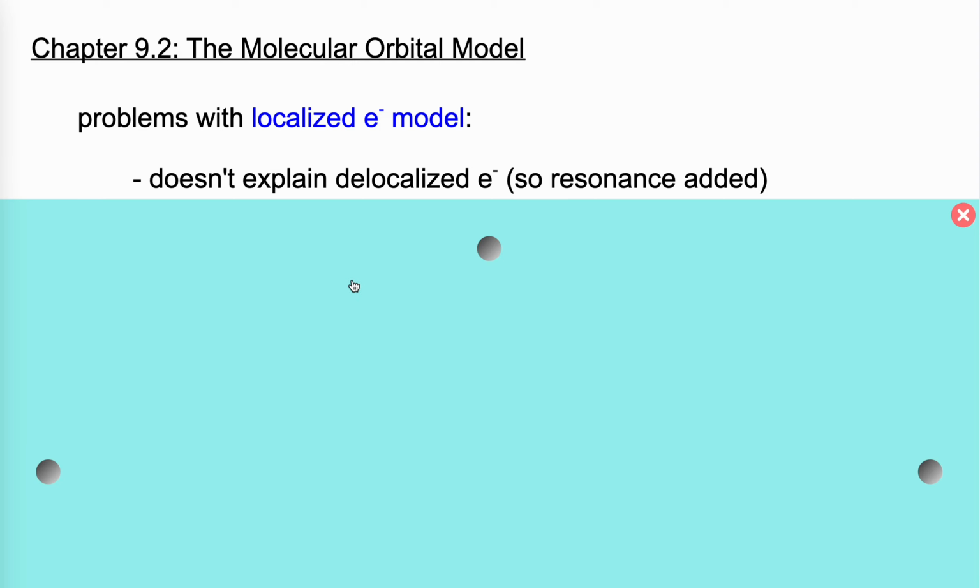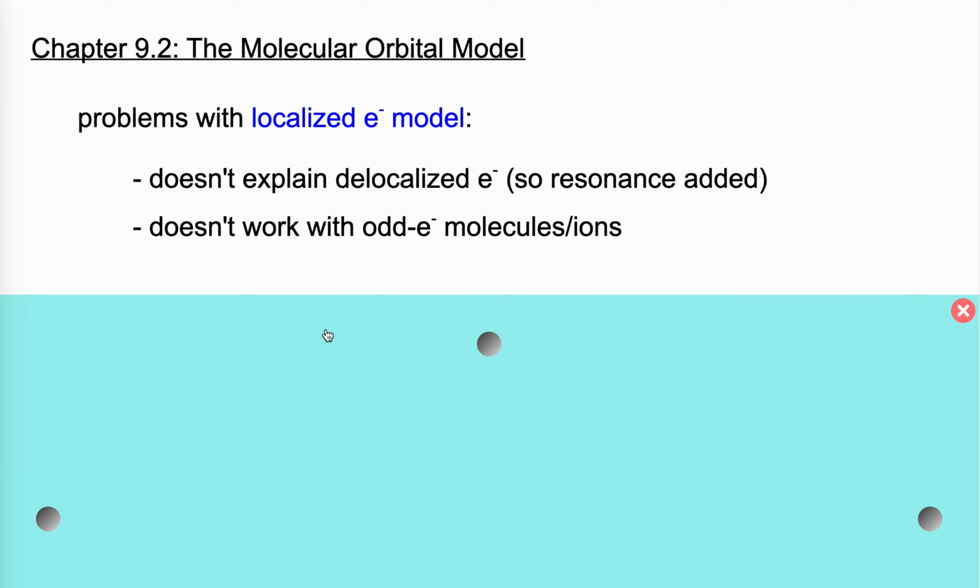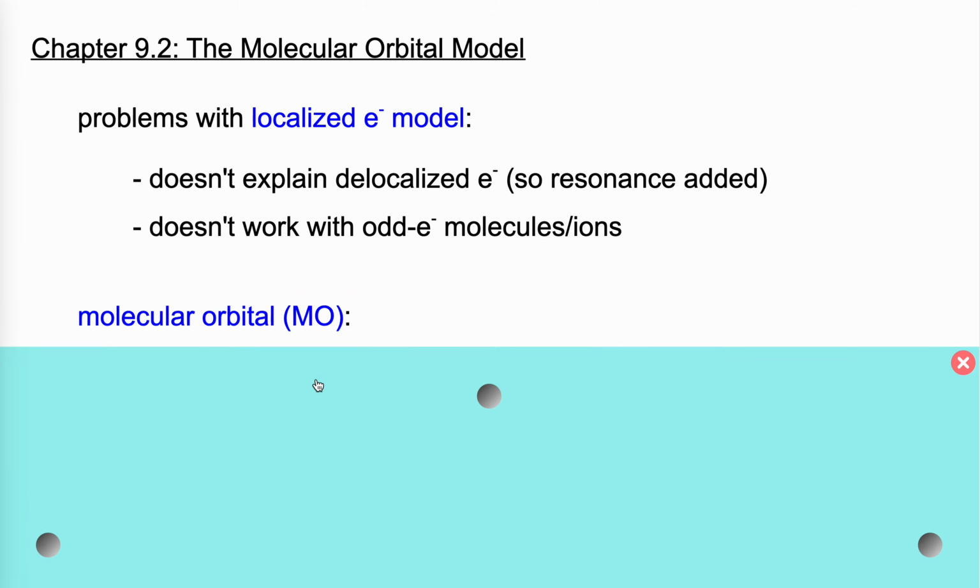Number one, it doesn't explain molecules or ions that have delocalized electrons. Therefore, we have to add in resonance as a patch to the model. Second, it doesn't work well with molecules or ions that have an odd number of valence electrons, which do exist, but we've pretty much just ignored them up until now. So, scientists replaced this with what is called the molecular orbital model.